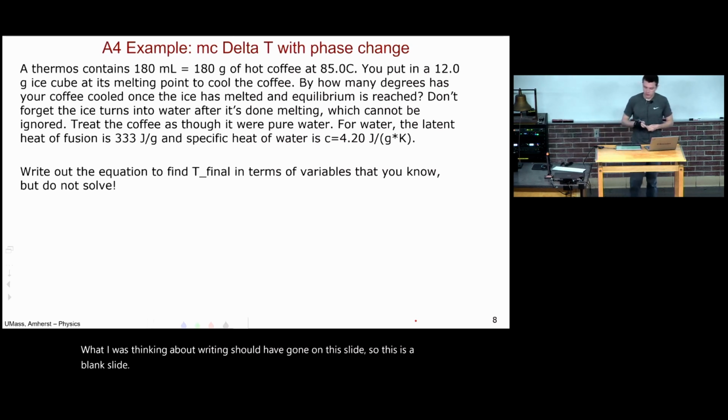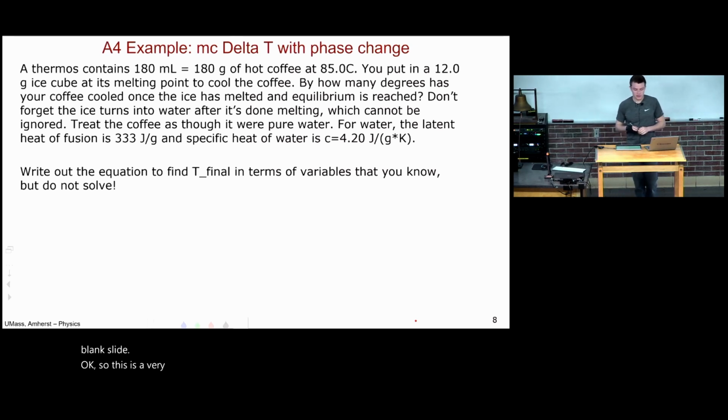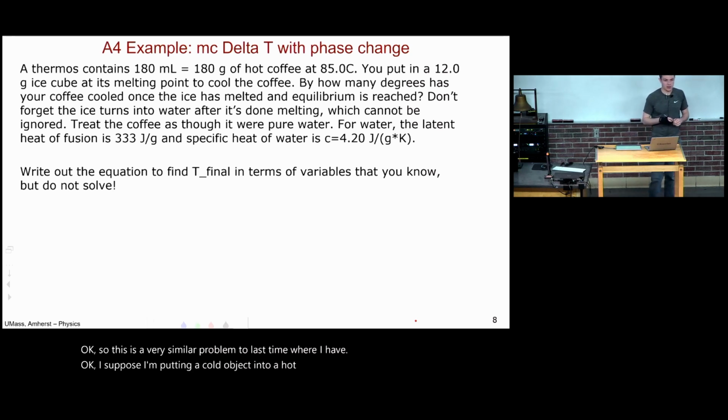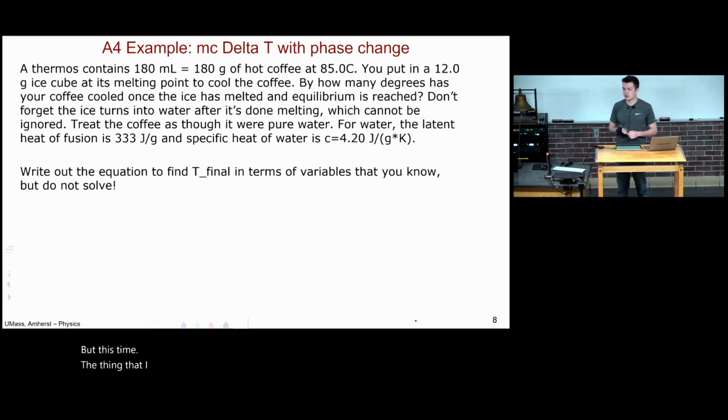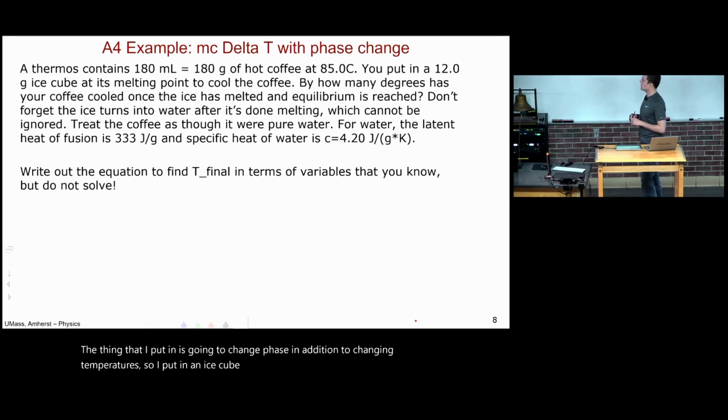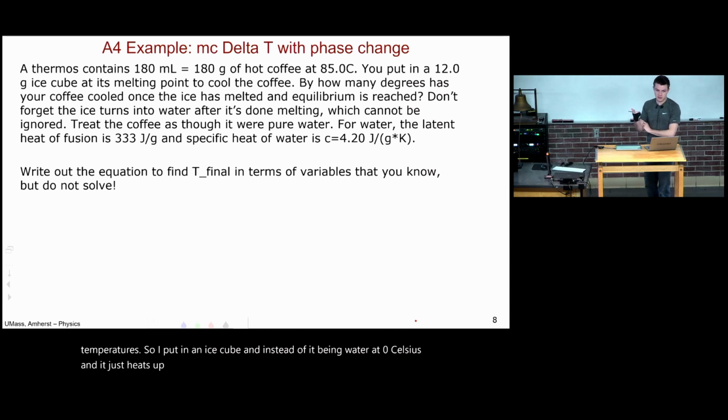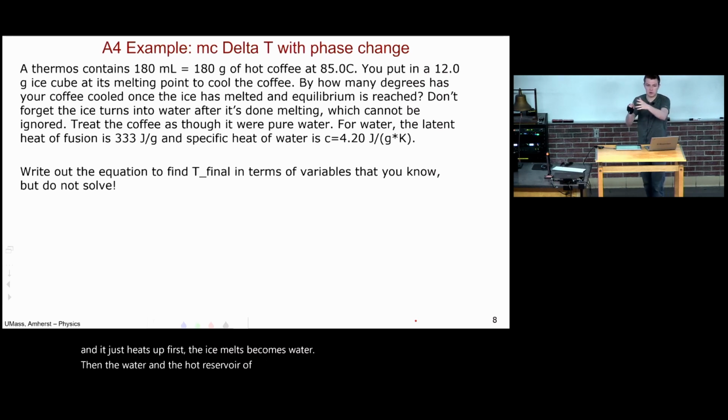Okay. So this is a very similar problem to last time, where I'm putting a cold object into a hot bath, but this time, the thing that I put in is going to change phase in addition to changing temperature. So I put in an ice cube, and instead of it being water at 0 Celsius and it just heats up, first the ice melts, becomes water, then the water and the hot reservoir of coffee will equilibrate temperature. Okay?